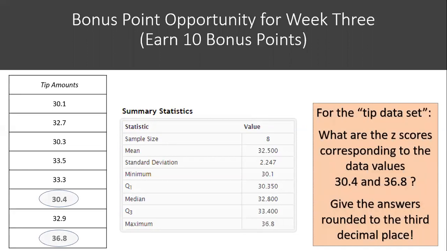For this tip data set, what would be the z-scores corresponding to the data values of $30.40 and $36.80? For those 2 days with those tip amounts, what would be the z-scores corresponding to each of those two values? One of those tip values is quite a bit above the average, and the other one is a bit below the average. Can you find their z-scores by using the mean and the standard deviation? If you can, determine what they are and submit them next week in the appropriate place to earn 10 bonus points.